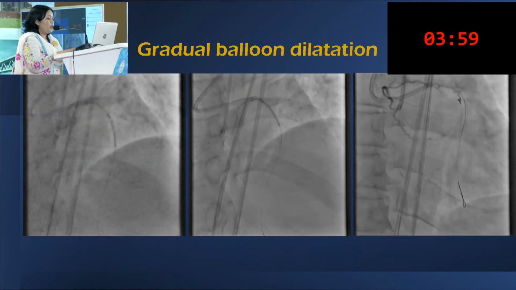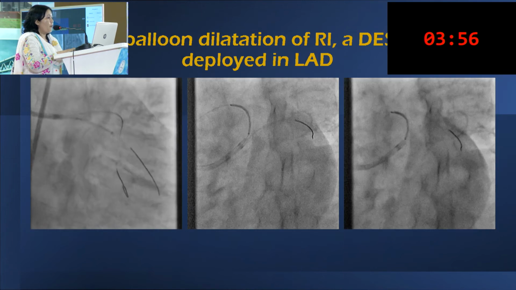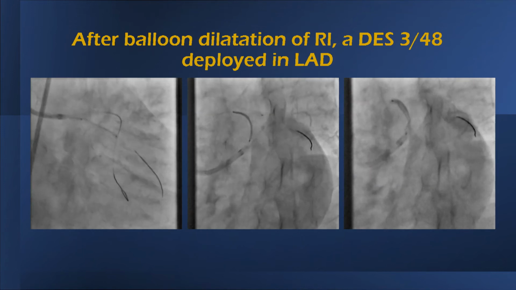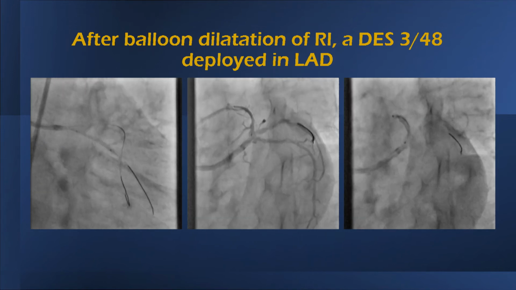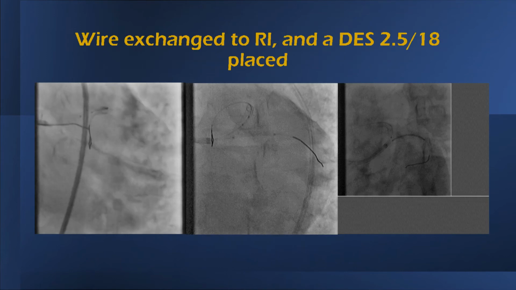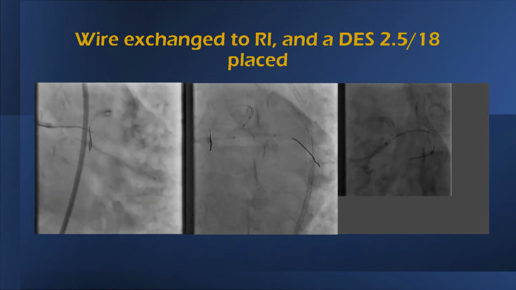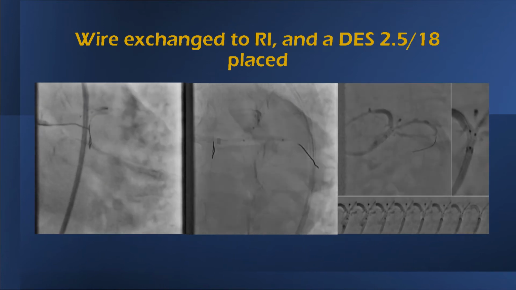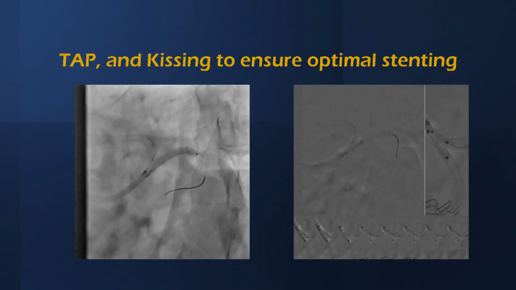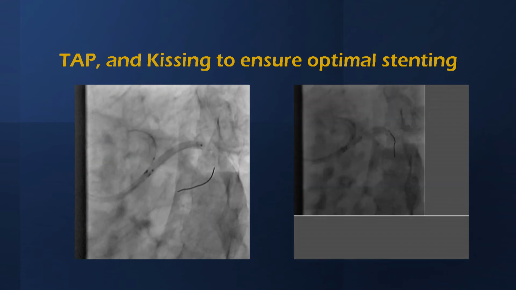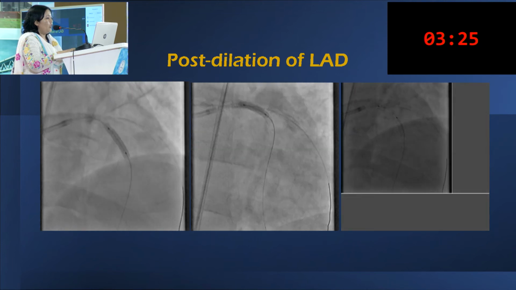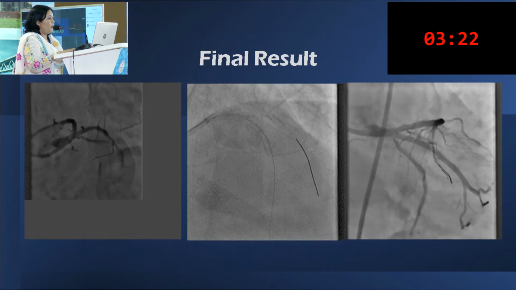Then gradual balloon dilatation was done to LAD. After balloon dilatation of ramus intermedius, a drug-eluting stent of 3x40 was deployed in LAD. Post-dilatation with 3.5 NC balloon. Wire exchange to ramus intermedius, another drug-eluting stent of 2.5x18 was deployed in ramus intermedius. Then TAP and kissing balloon inflation was done to ensure optimal stenting. Post-dilatation of LAD was done and this is the final result.